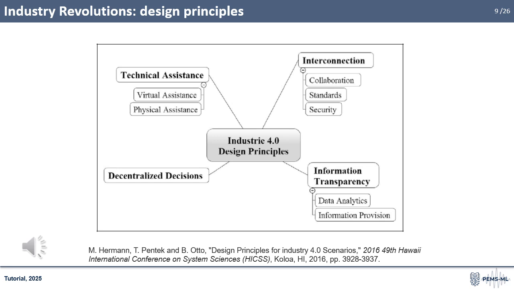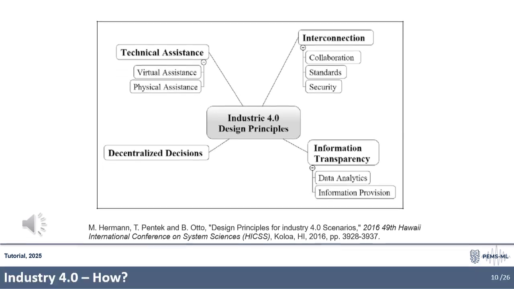Technical assistance supports both physical and virtual operations, while interconnection enables smooth communication among all industry components. Information transparency improves data analytics and decision-making efficiency. Decentralized decisions promote flexibility and faster response in production. However, handling huge data remains a key challenge for implementing these principles effectively.